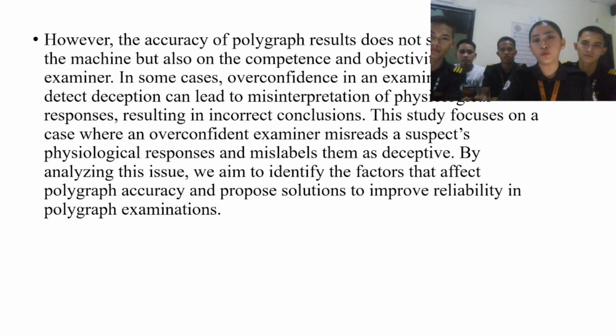However, the accuracy of polygraph results does not solely depend on the machine, but also on the competence and objectivity of the examiner. In some cases, overconfidence in the examiner's ability to detect deception can lead to misinterpretation of physiological responses, resulting in incorrect conclusions. This study focuses on a case where an overconfident examiner misreads a suspect's physiological responses and mislabels them as deceptive. By analyzing this issue, we aim to identify the factors that affect polygraph accuracy and propose solutions to improve reliability in polygraph examinations.